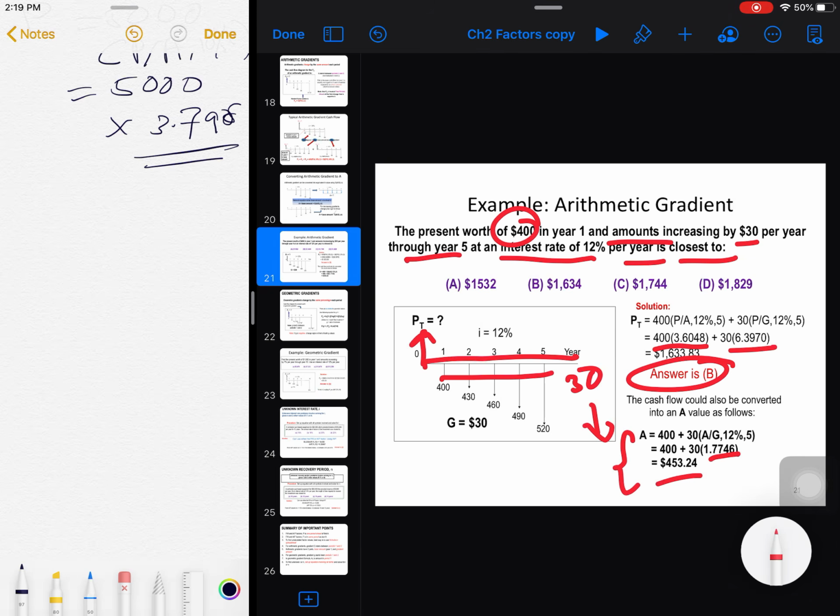This is the average A, equals 453.24, when you sum everything up and you put everything in uniform payments. That's what it means.